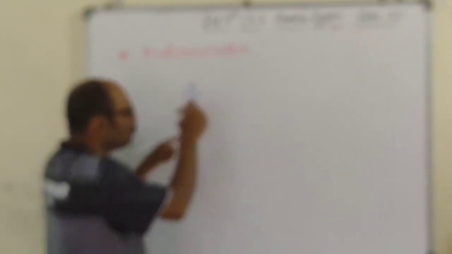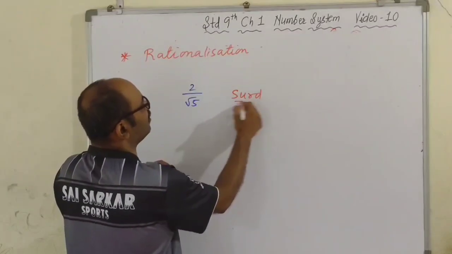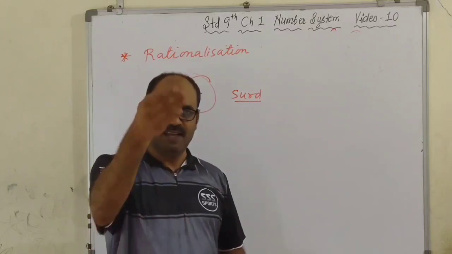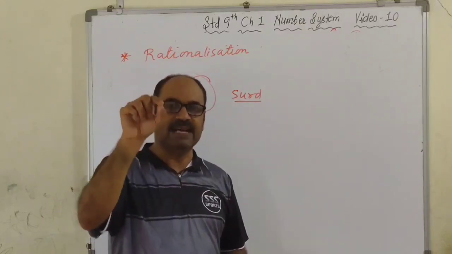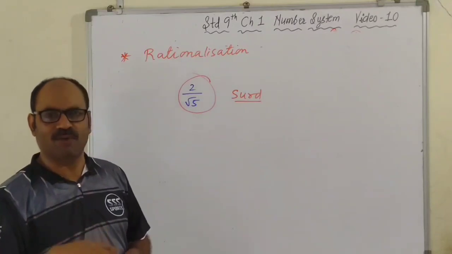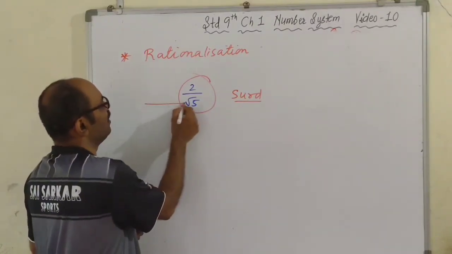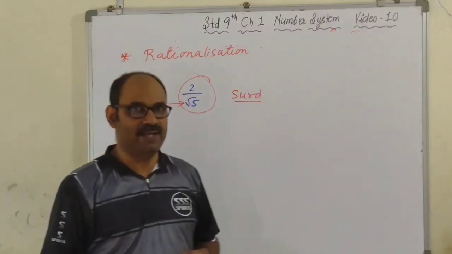First of all, whenever you find an irrational number in A upon B form, especially in the denominator, then it is called a surd. Then such an expression is called a surd. A upon B form containing some irrational number, square root, cube root, whatever. Then it is called a surd. You can see there is root 5 in the denominator.